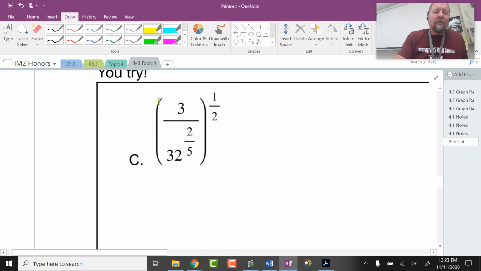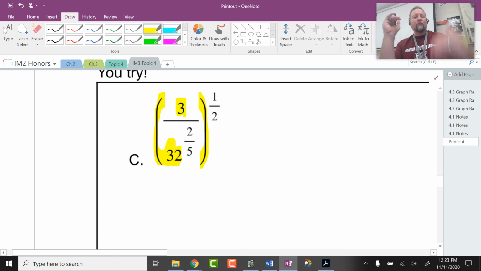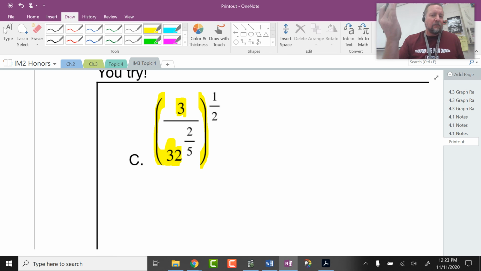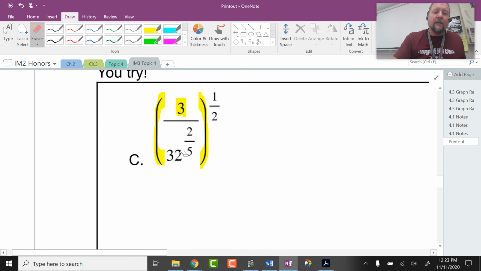Like the last one, I kind of wanted to look on the inside first and see, can I simplify this? And you really can't, because 3 and 32 don't mesh. Well, if it was 3 over 3, yes, you would. But 3 and 32 are not numbers of the same base, so you can't subtract exponents. There's nothing you can do on the inside right now to simplify this.